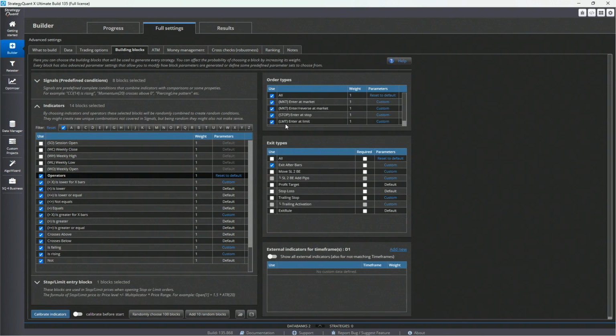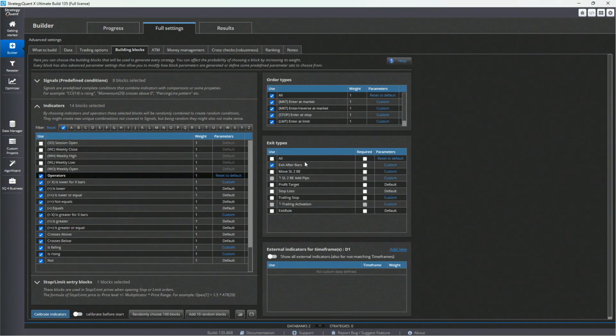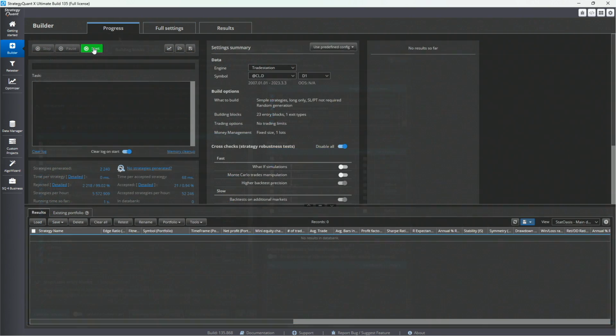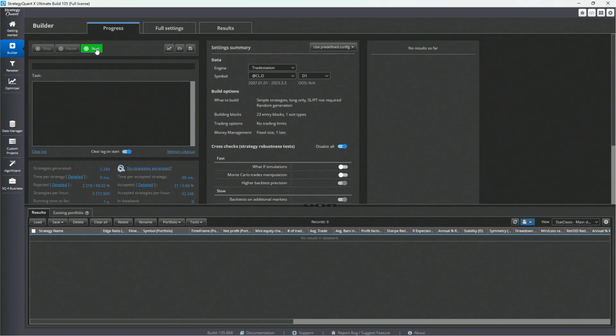I picked all types of orders and exit after number of bars to be used. So it's either Awesome Oscillator or exit after number of bars. So I'm limiting the platform to build a strategy only using Awesome Oscillator basically, because I'm looking for more ideas. I'm going to run this in real time. So let's see how fast it comes up with 20 strategies matching our ranking.